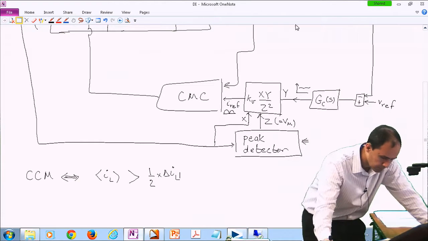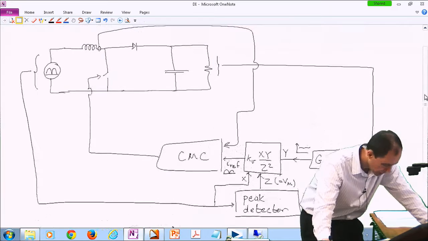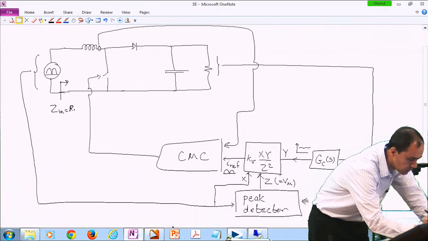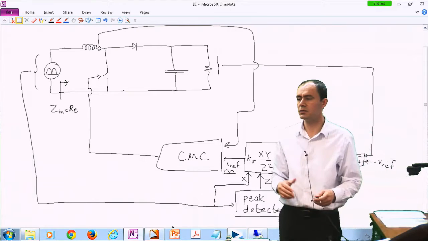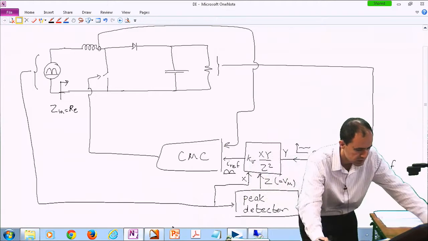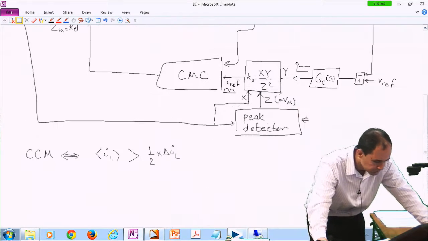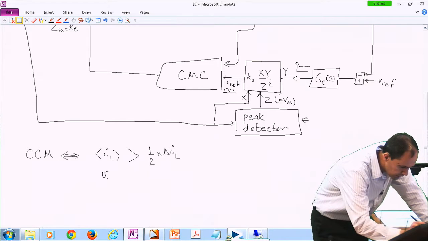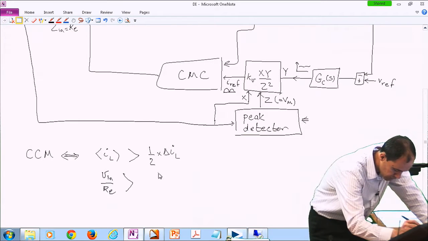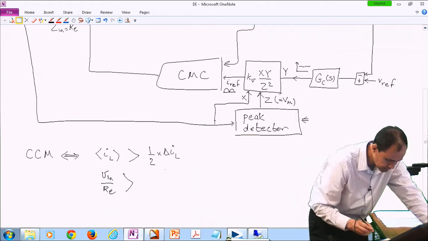So assuming that we are doing a good job in terms of power factor correction, my source sees an impedance which is like a resistor, because ultimately we want the current to be proportional with the voltage. So it's like we are trying to emulate a resistance on the input side. So the average value of the input current, or the inductor current, would be the input voltage over the emulated resistance, RE. This should be larger than delta IL.